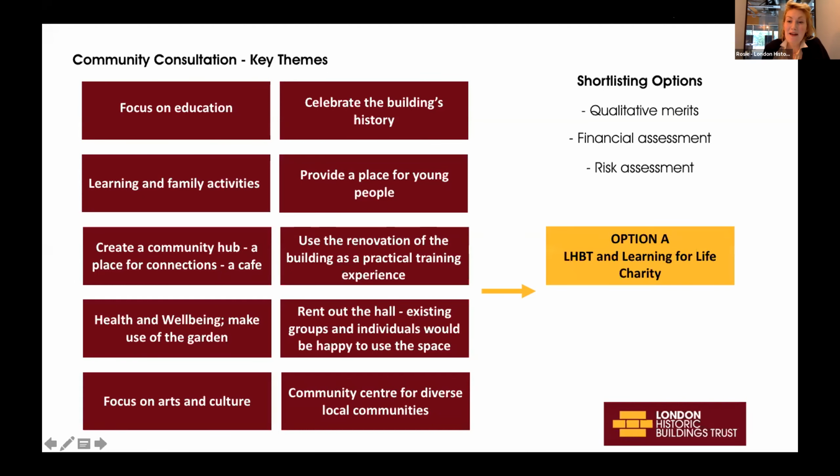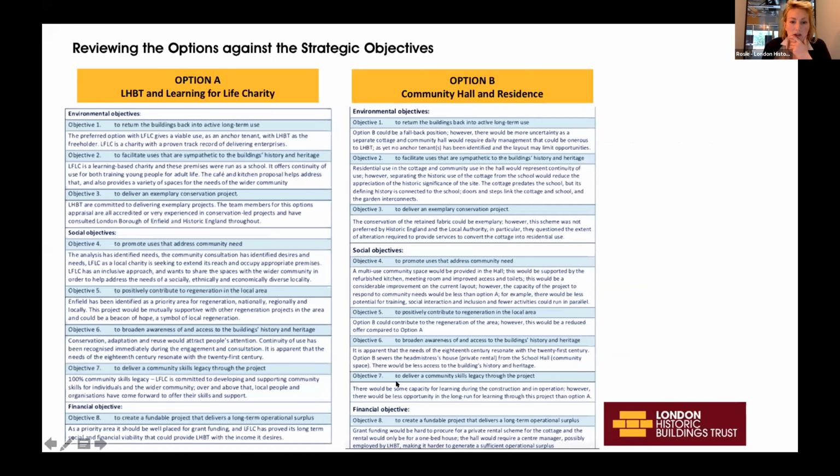there we are. Option A was a partnership between our trust and a charity called Learning for Life, which I'll explain a bit more about in a moment. And option B, a community hall and a residence. So you're creating a residential house in the cottage and a community hall in the charity hall building. Now, I don't have time to go through this in detail, but we had these 2 options which came through, which we're exploring in more detail in our report.